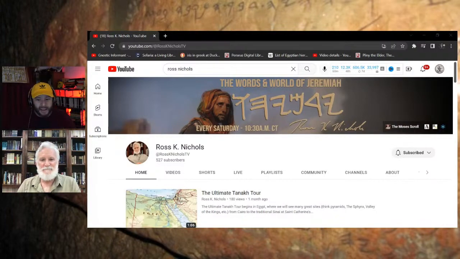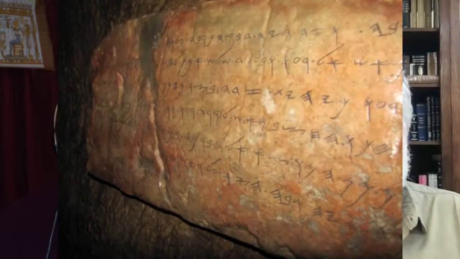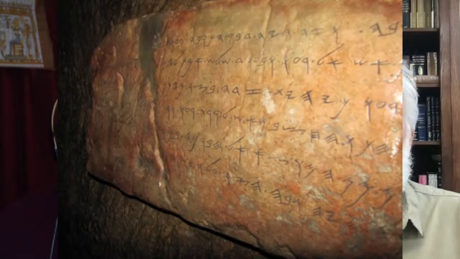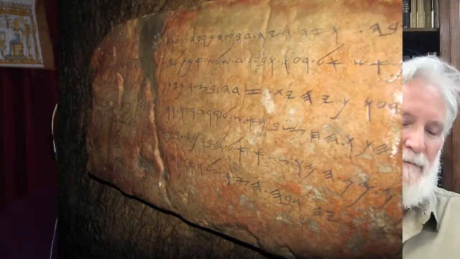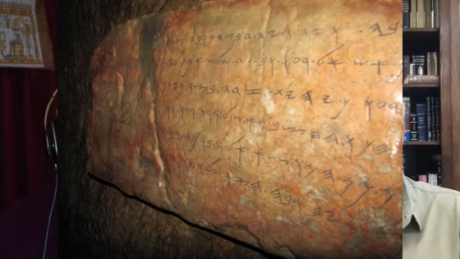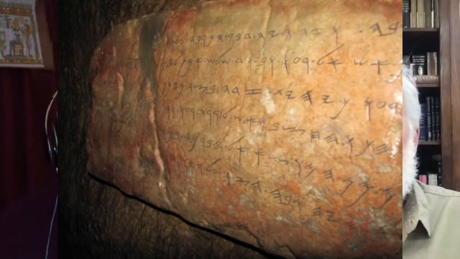And today we're going to talk about an amazing topic, which is the Siloam inscription. And here's an image of it. It's an inscription that's underneath Jerusalem in the tunnel of Hezekiah that Hezekiah dug out.